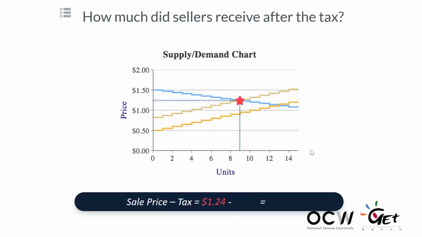So question, how much did the sellers actually earn after tax? The equilibrium price is 124, but remember, the seller has to pay 32 cents in taxes. So the seller only earned 92 cents. That's the net.